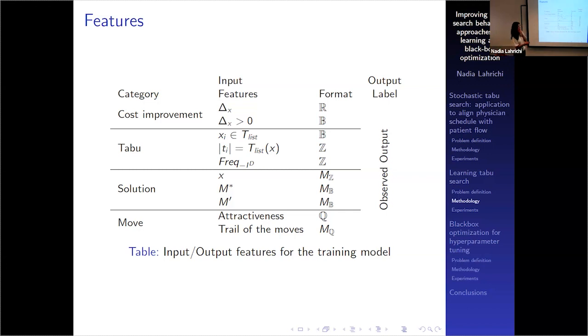Okay, and then for the move itself, we have also two different pieces of information. Is it attractive or not? And then there is a paper by Thévenin and Zuffray that looks at the trail of the moves. So it's a sequence of moves that's also used.